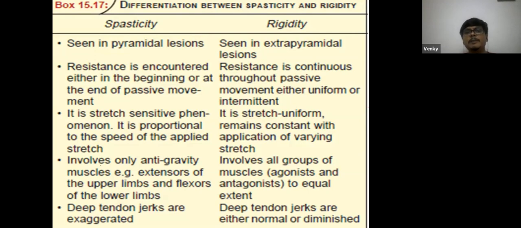So please remember this spasticity. Spasticity means a stretch sensitive phenomenon, velocity dependent, and involving only the anti-gravity muscles, that is, one group of the muscles gets involved. In a pyramidal tract lesion, the classical clasp-knife spasticity will be present.